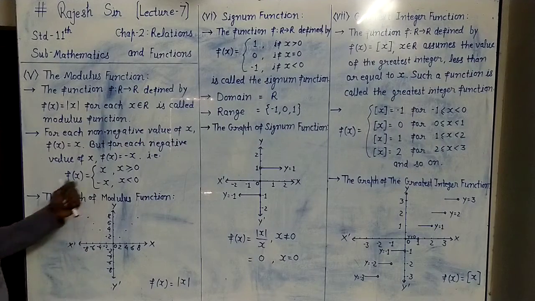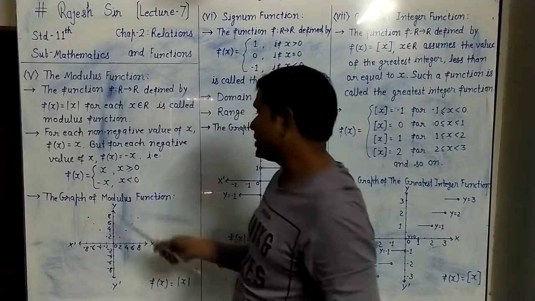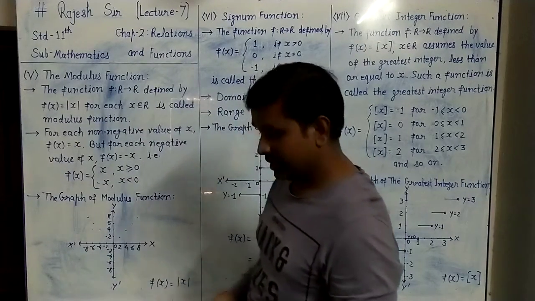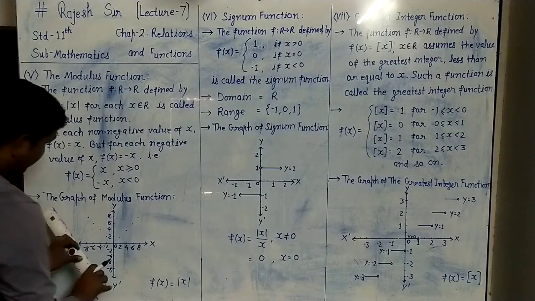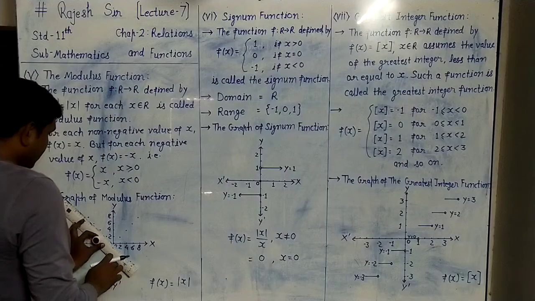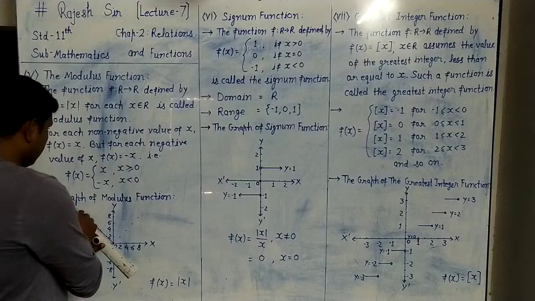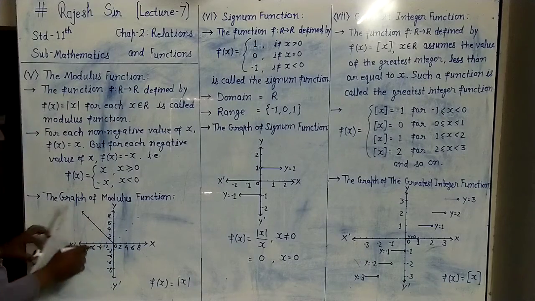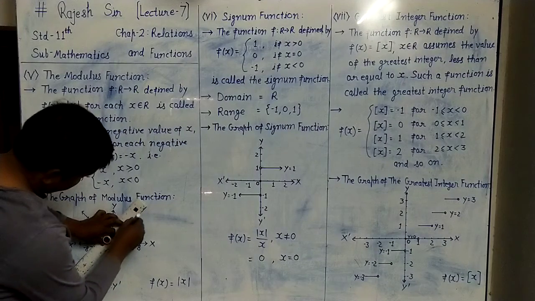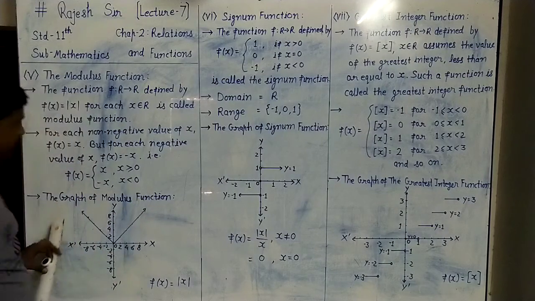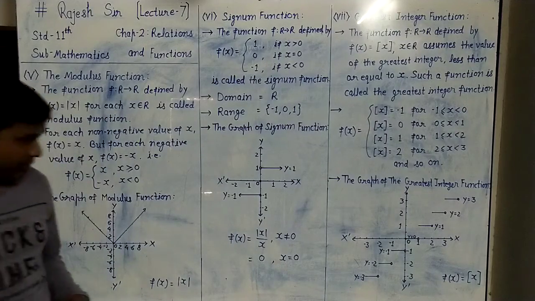So that way we have to consider the x values on both sides, and by plotting the points, the graph of f(x) equals modulus x we get this way: 0 on 0 is 0, and on this side on negative values, and for positive values of x, this way we are getting the graph.